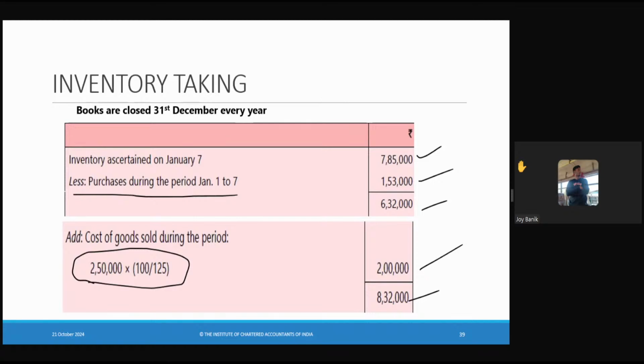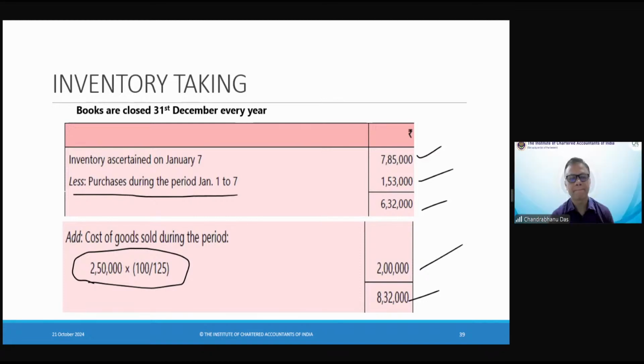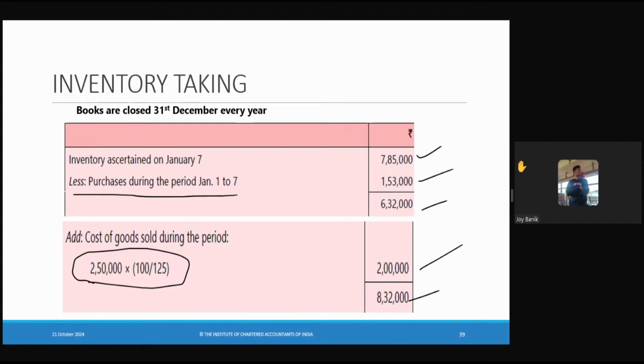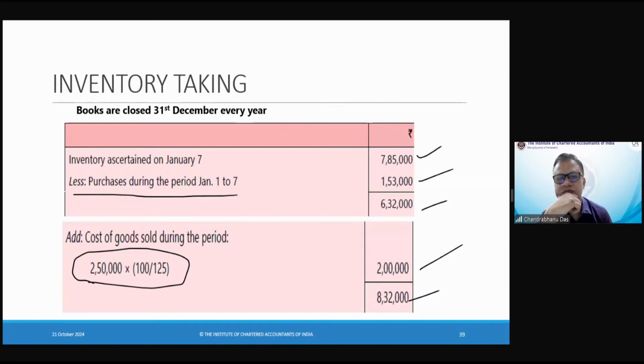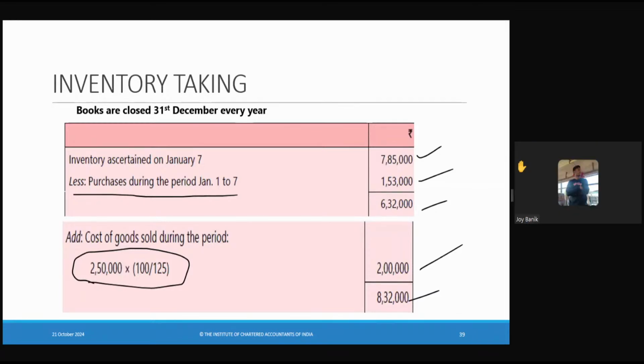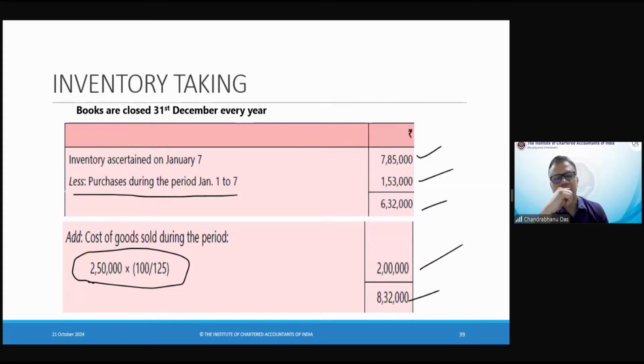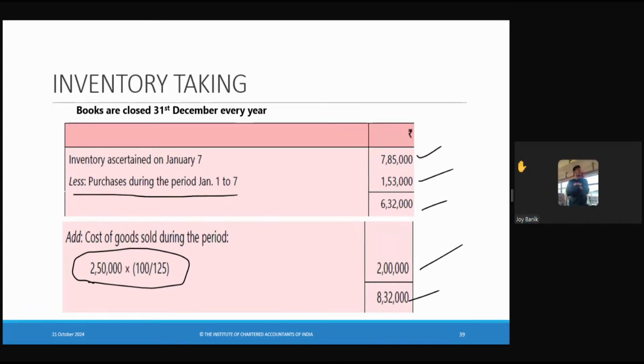But now, sir, I have a problem here. This 2,50,000 into 100 by 125. This 25 is a markup on cost, no, sir? Markup, that is a profit actually. And why are we multiplying it with 100, sir? Because you have to understand one thing: when it's a markup, you are trying to sell your goods at that markup. This is your target, right? You should always get 25%, right?